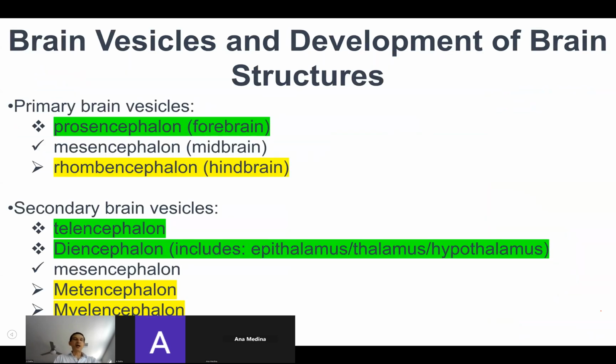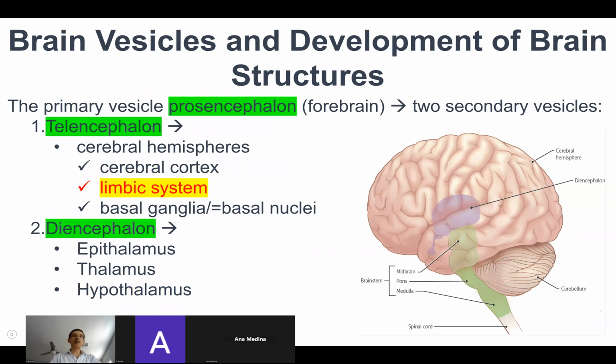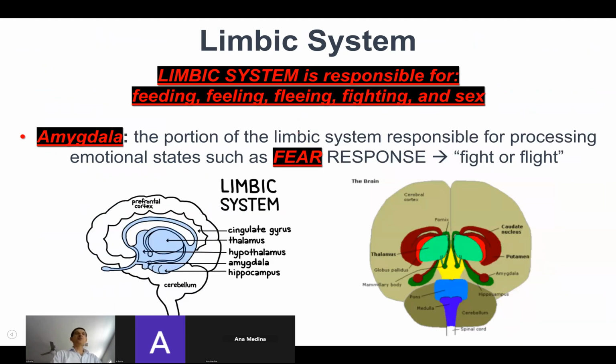Okay, so now we're going to be talking. We finished the cerebral cortex. Now let's talk about the limbic system. The limbic system is very important because it is responsible for feeding, fleeing, feeling, fighting, and sex. We call them the 5 F's of our existence. So feeding and feeling, then you either run away or you fight, and obviously procreation.